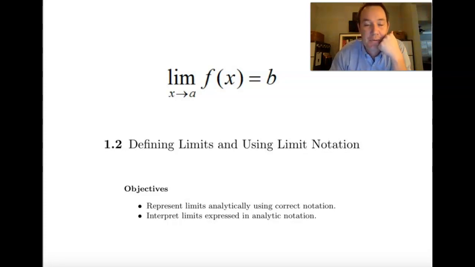So it's really important to, right off the bat, be comfortable and understand what the notation means and with the overall idea of the limit. So let's jump in. Defining limits and using limit notation. So we're going to represent limits analytically and use correct notation, and then interpret limits expressed in analytic notation.